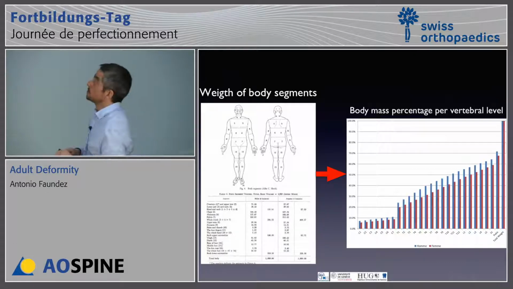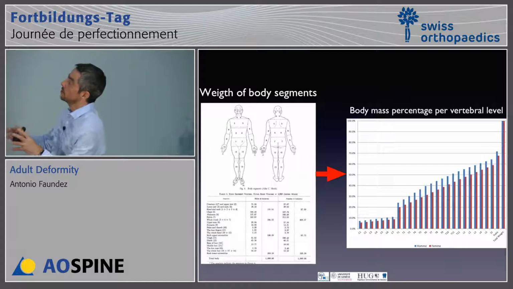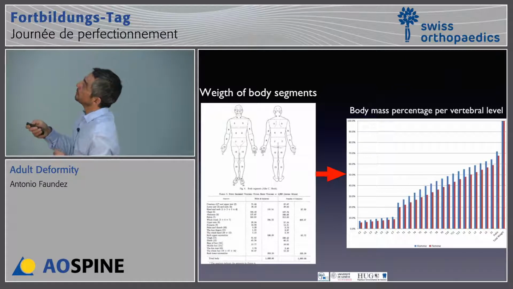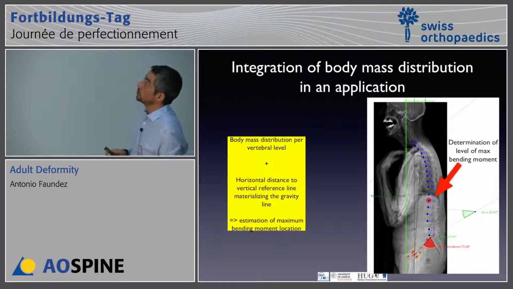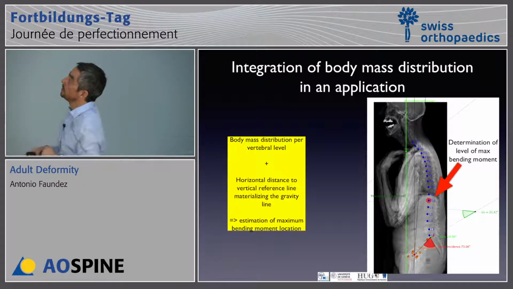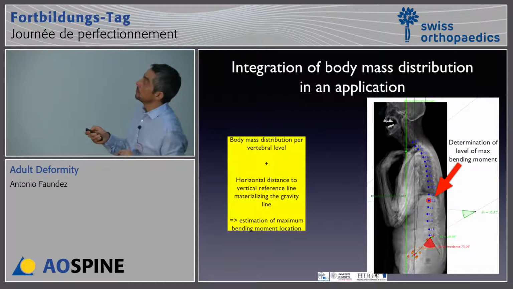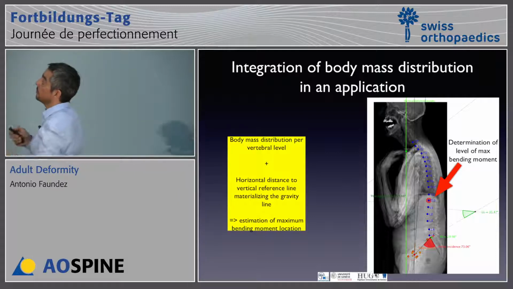So we did a small software where we used data available from the literature about body volumes and the percentage of weight. And we made a little calculation where we could then use this software to try to define where the maximum lever arm bending moment is. And it was used, for example, in this patient. This is only a simulation, so we need to verify this with a clinical study.